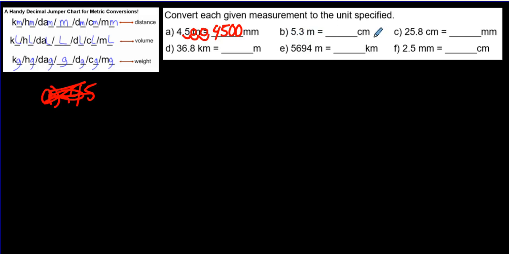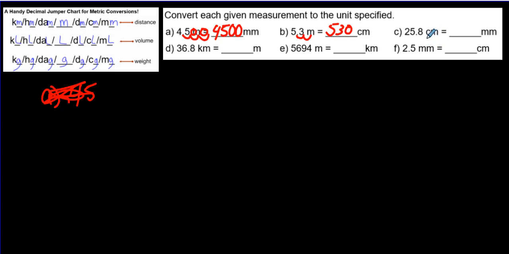5.3 meters is how many centimeters? Well, 2 hops over. 1, that's 53. 2 hops over would make it 530. See how quick this is? The metric system is very easy to work with once you understand this little system.